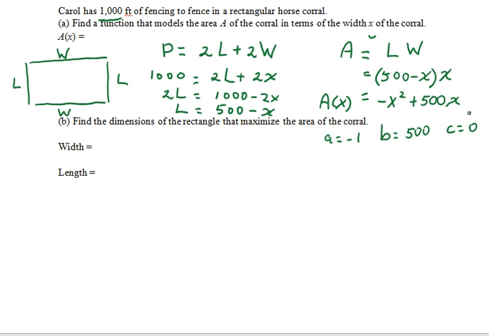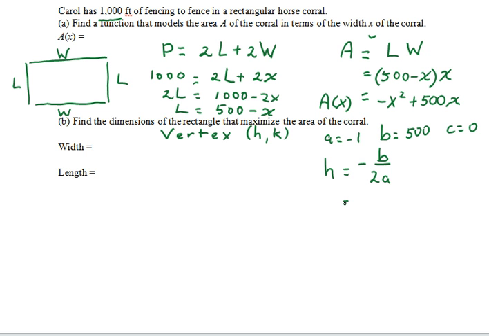So the maximum value will occur when X equals H, where H is equal to the opposite of B over 2A. Here we are assuming that the vertex of the parabola, which is the graph of the area, has coordinates H and K.